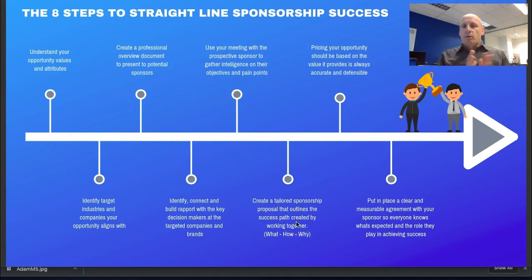The next step would be, once you've had that meeting with the person and you've ascertained what their key objectives are, you want to create that tailored sponsorship proposal.